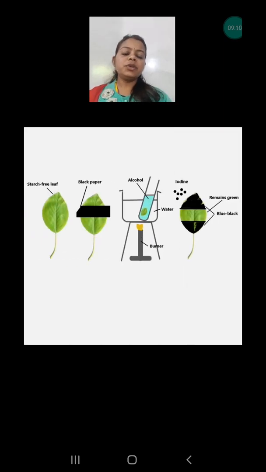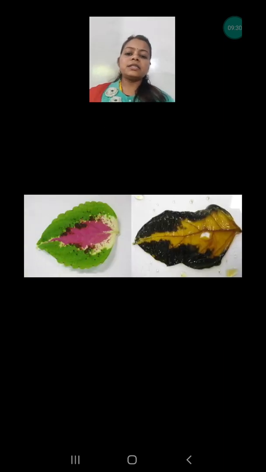Then in the last, what you will see is that whatever part is covered in the leaf has not turned blue-black in color. Why? Because there was no starch. Why was there no starch? Because that part was not able to absorb the sunlight, whereas the other part was absorbing sunlight and did photosynthesis, hence starch is present, okay.